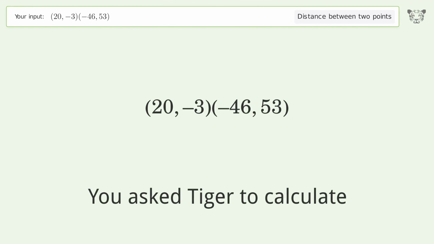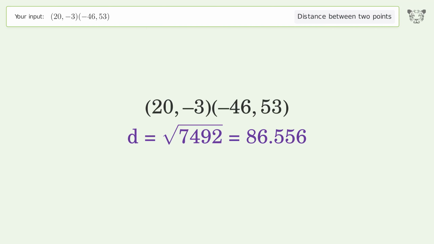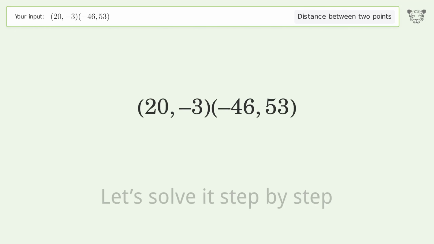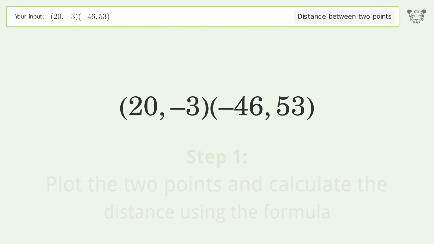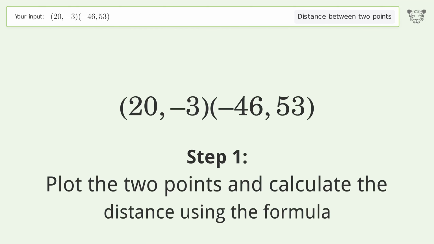You ask Tiger to calculate. This deals with the distance between 2 points. The distance between the 2 points is the square root of 7,492, or 86.556. Let's solve it step by step. Plot the 2 points and calculate the distance using the formula.